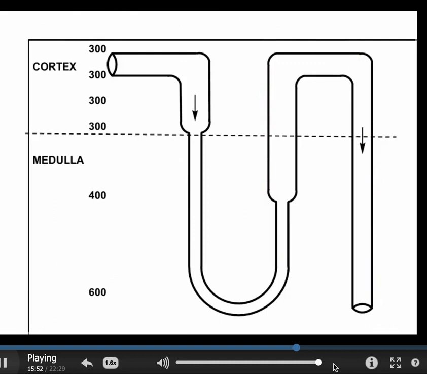Now let's look at what happens when ADH is absent. The first thing to notice is that while the cortical interstitium is still the same, 300 milliosmoles per kilogram, the medullary interstitium is concentrated, but the concentration gradient is less than when ADH is present, because there's no longer a urea reabsorption and recycling mechanism. That is absent. So the only contributor to this medullary interstitial concentration gradient is absorption of sodium chloride from the thick ascending limb.